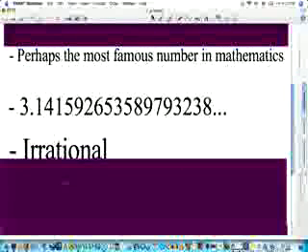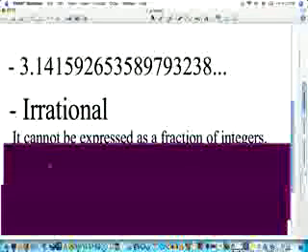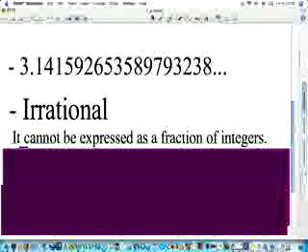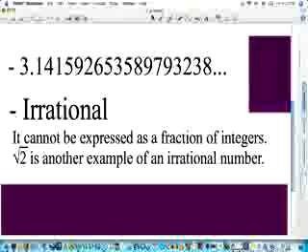Pi is irrational. Irrational in mathematics means it cannot be expressed as a fraction of integers. Another famous irrational number is the square root of 2.